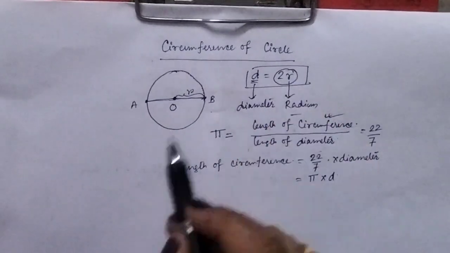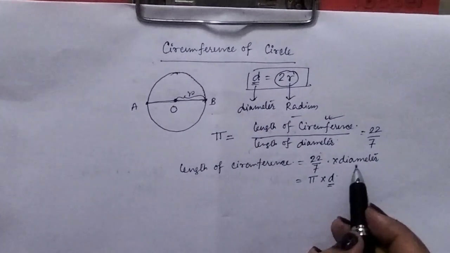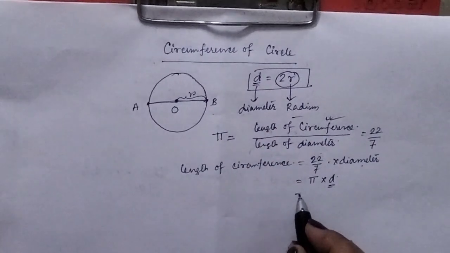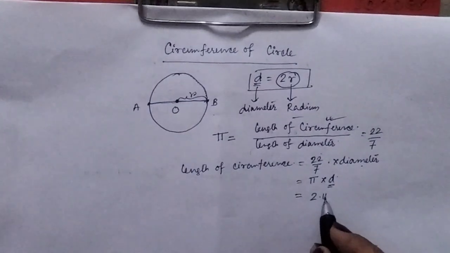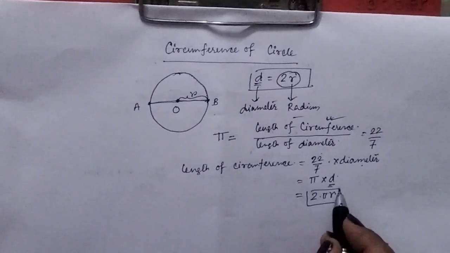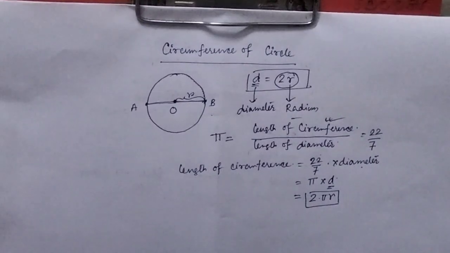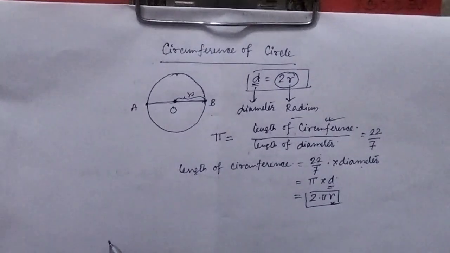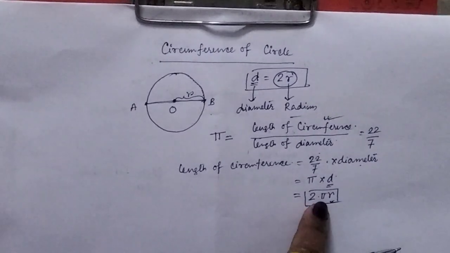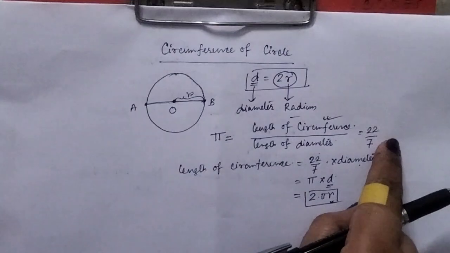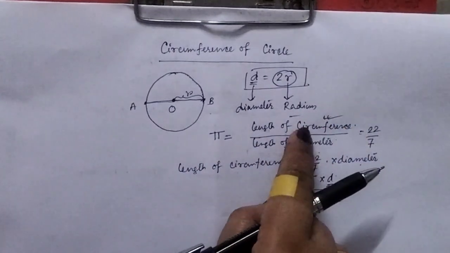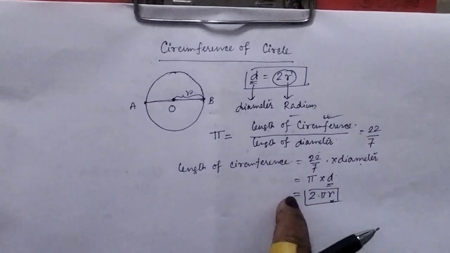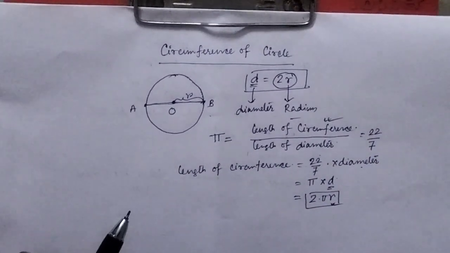Now d means 2r, because length of diameter is equals to twice of the length of radius. So here it will be 2 pi r. This particular formula will give you the length of circumference of any circle. That is, if you know the radius of a circle, then by using this formula and putting the value of pi, which is 22/7 in this case, that is the ratio of the length of circumference and length of diameter of a circle, you can find out the length of circumference of any circle.